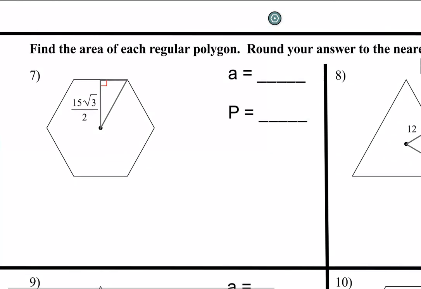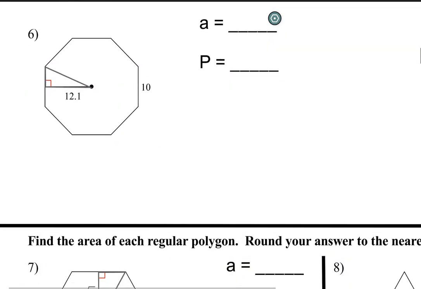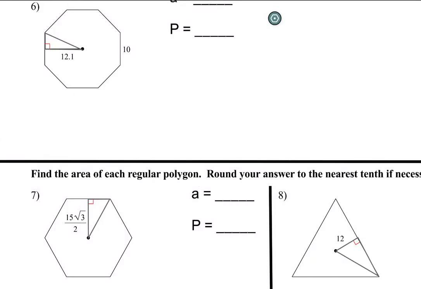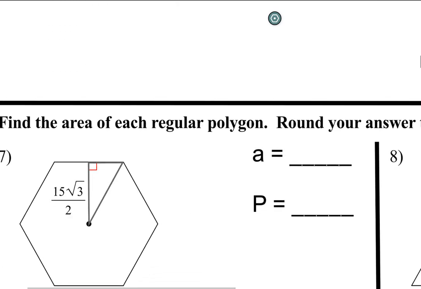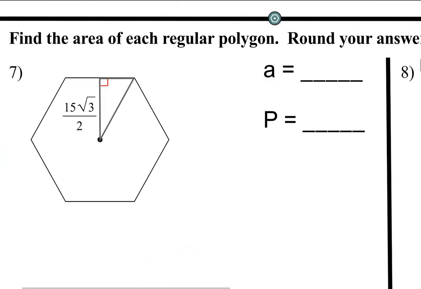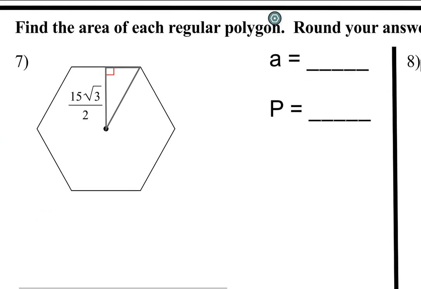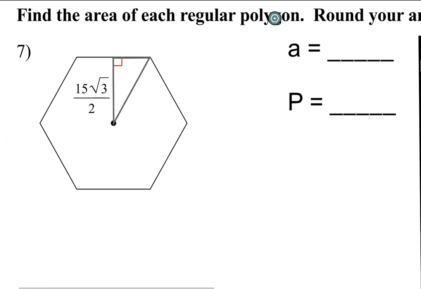What did I not give you on 7 that I gave you on 6? The perimeter, or basically a way to find the perimeter directly, correct? I gave you a length of the side on 6. On 7, I just gave you the apothem. Okay, this is where I want your pencils down. I will screenshot this and upload it to where you can have it. But I want you paying attention.